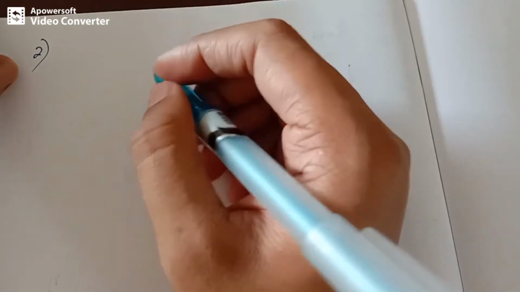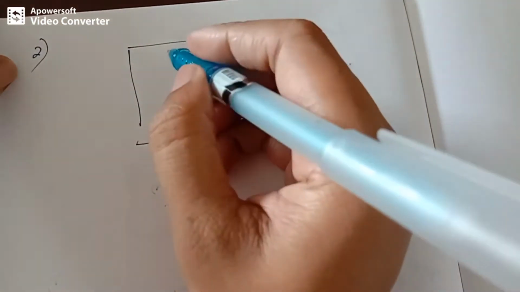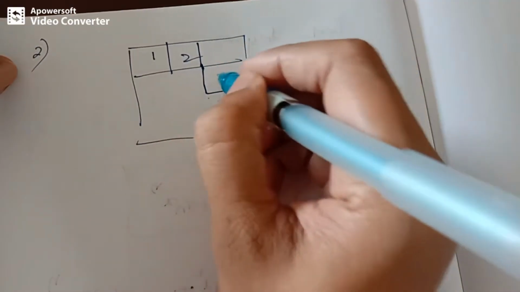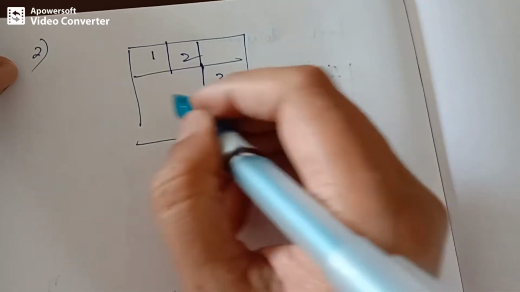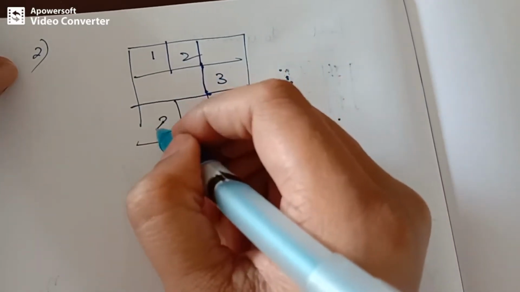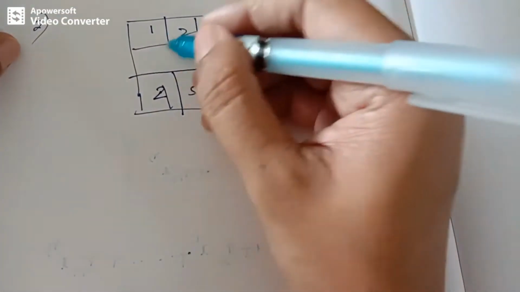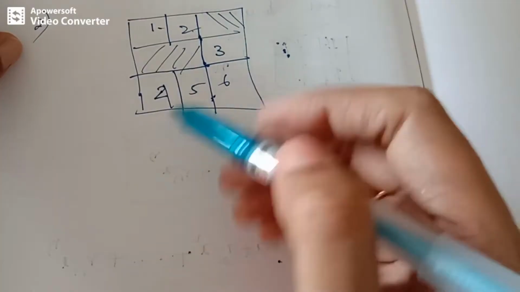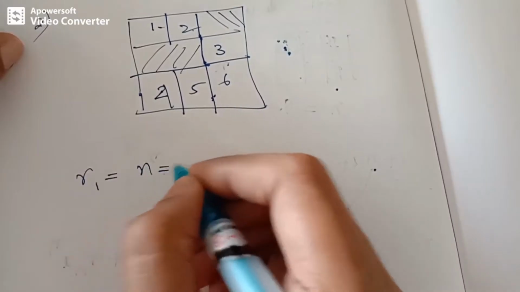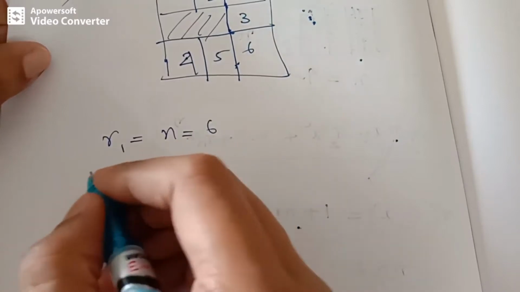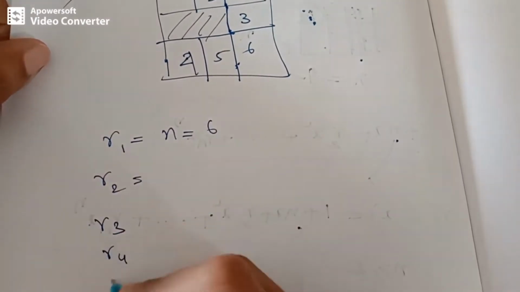Let's take another example. Let me have this board: 1, 2, and then 4, 5 and 6. So this is the chessboard. These squares are not there; we are considering only these blocks. So how many squares are there? R1 is nothing but the value of n, which is 6. So 6 squares in the chessboard, right? So how can we find out R2, R3, R4, R5, R6?